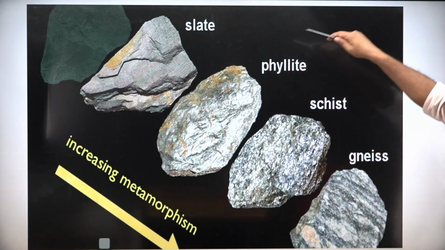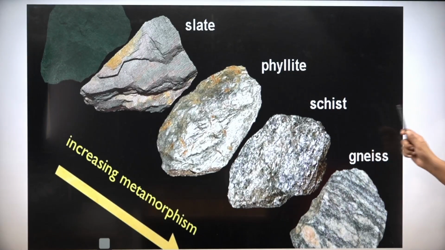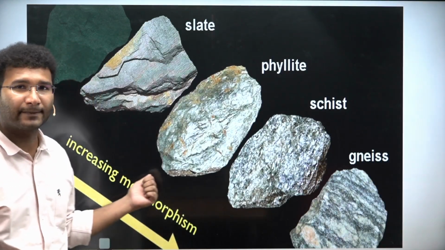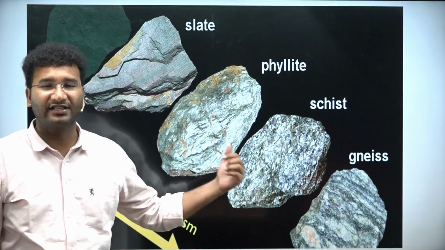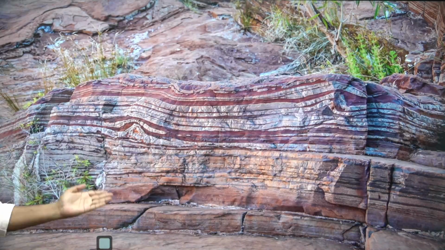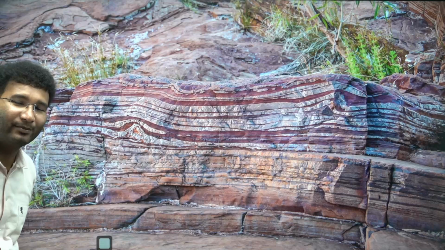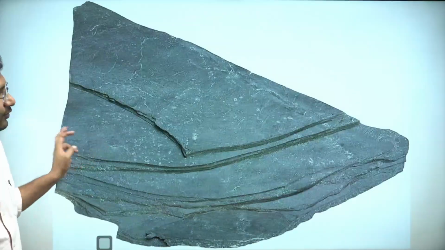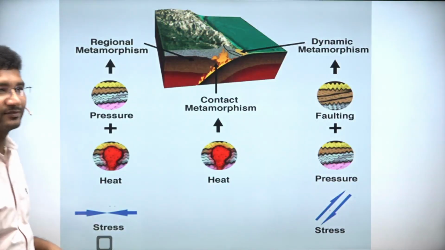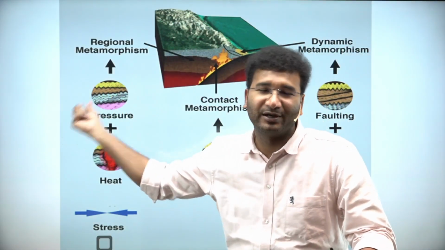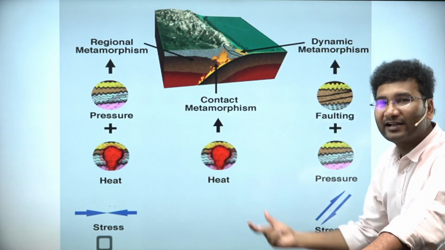For example, slate can be converted into phyllite, phyllite can be converted into schist, schist can be converted into gneiss. दिखने में तो सेम ही लगता है, but the structure, internal structure जो होता है ना, वो बदल जाता है. Rock का structure, crystalline structure, those things will get changed, right? This is increasing metamorphism. So this is also a metamorphic rock. Look at this rock. It got banded, मतलब अलग-अलग layers, right? Okay. Likewise, metamorphism can be of different types. It could be dynamic metamorphism, or regional metamorphism, or contact metamorphism.